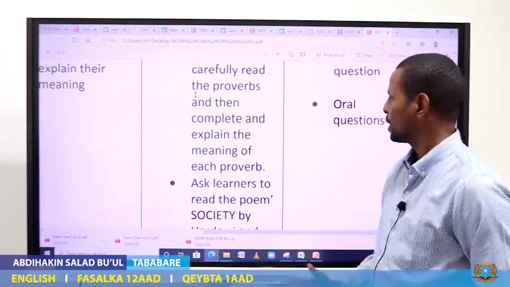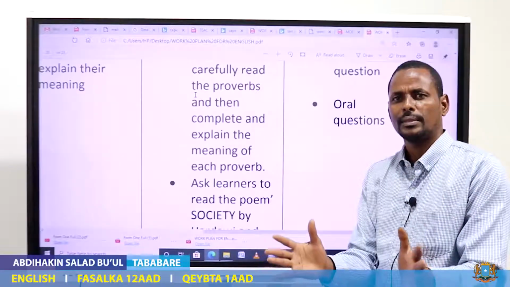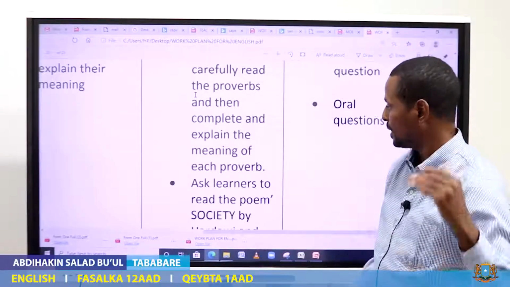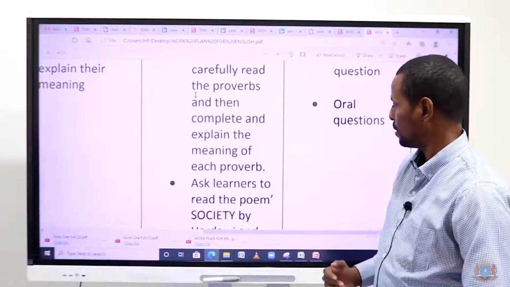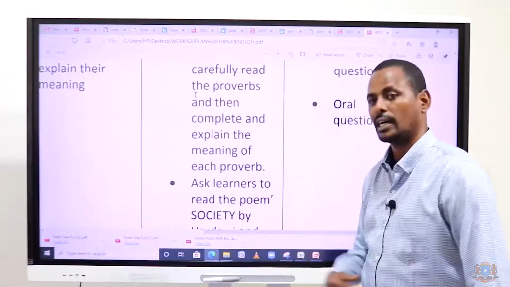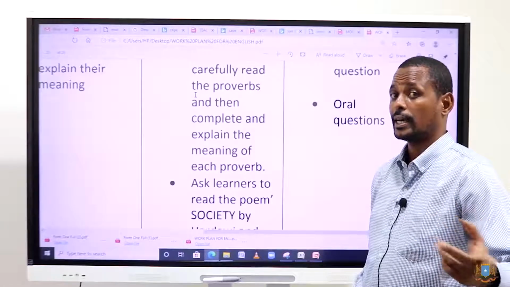So it's very important. When you're telling them to explain, make it very clear to them that you're explaining both the outer meaning and the deeper meaning of each proverb. Then ask learners to read the poem. Now, as I was saying, it's going to help them understand poetry.